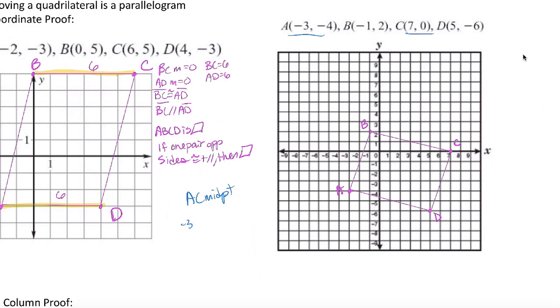So that would be -3 plus 7 over 2, -4 plus 0 over 2. This would be 4 over 2, which is 2, and -4 over 2, which is -2. This is the midpoint for AC.